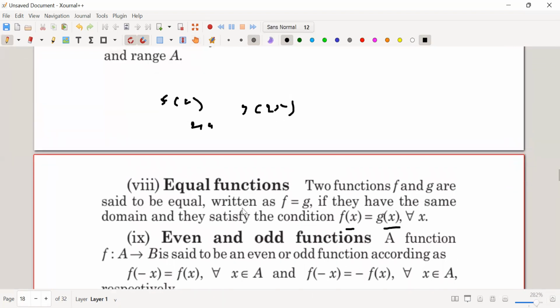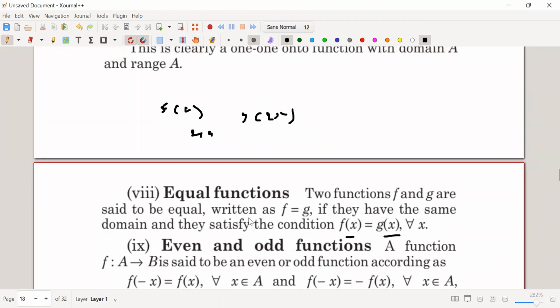What is an even and odd function? If you substitute a positive value or a negative value and it's coming as the same value as the original function, then it's called even. If we are getting a negative value, then it's called odd.